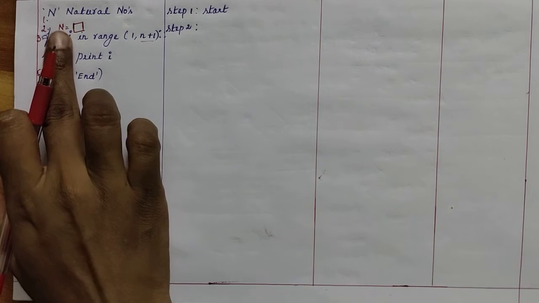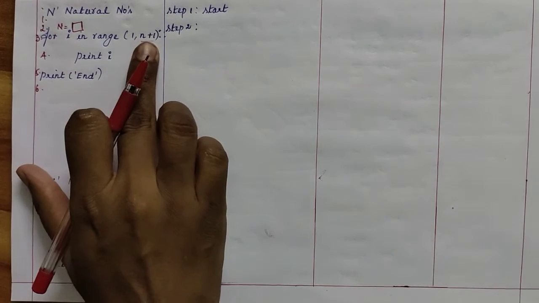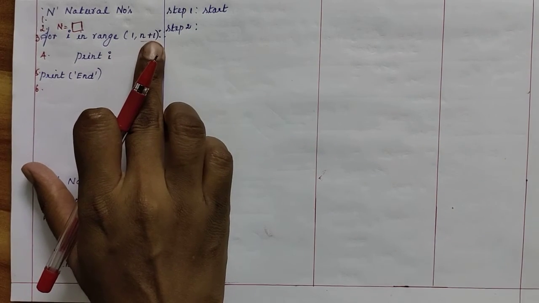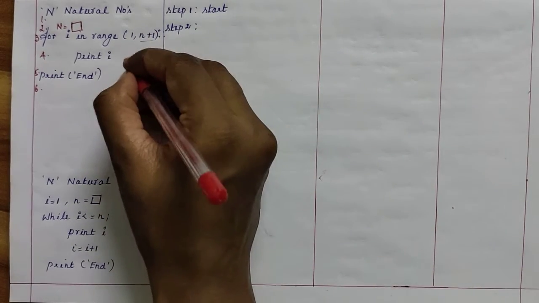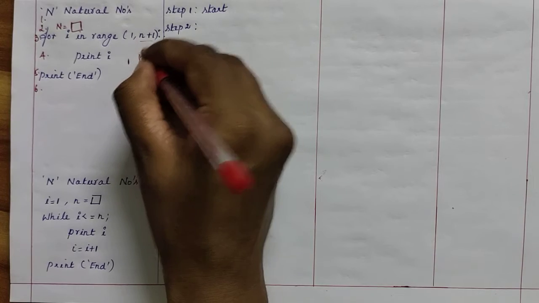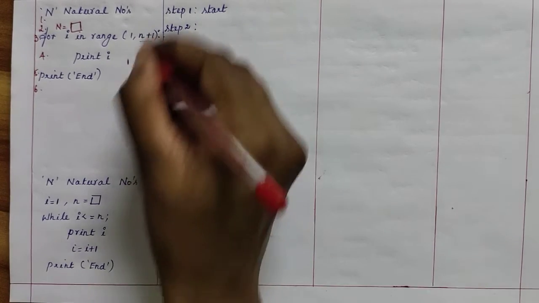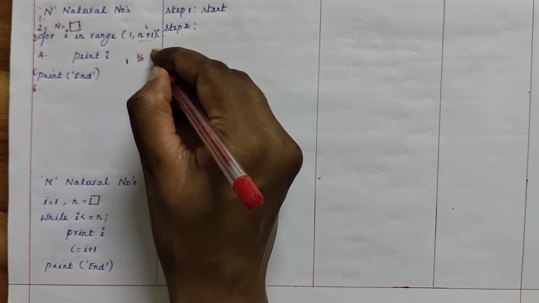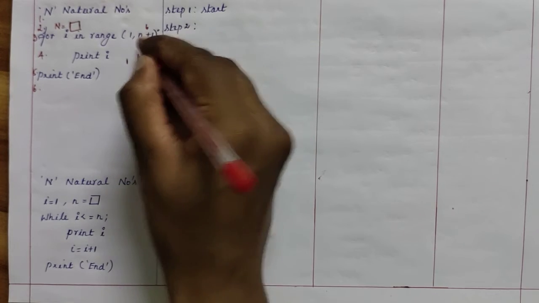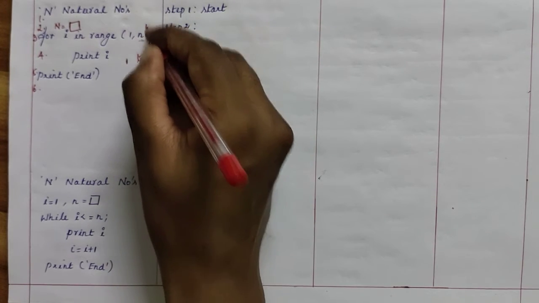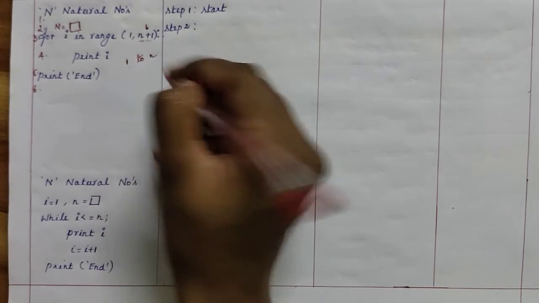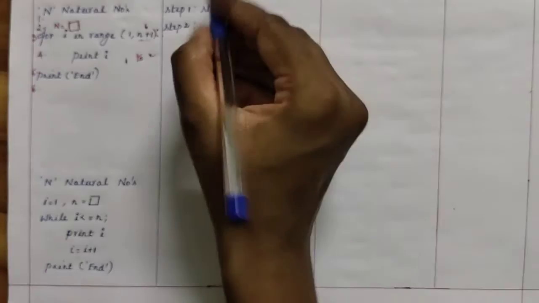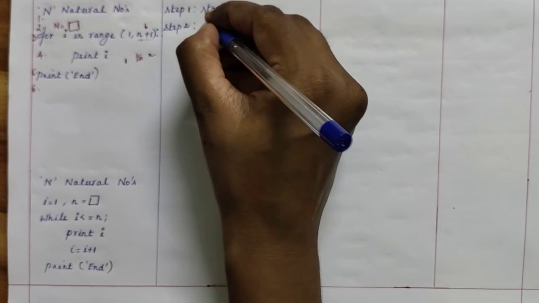Then in the range function we have to give n plus 1, because it is going to print the values from 1 to n only. If I give 6, what is 6? 5 plus 1. Therefore it is going to print the values from 1 to 5.